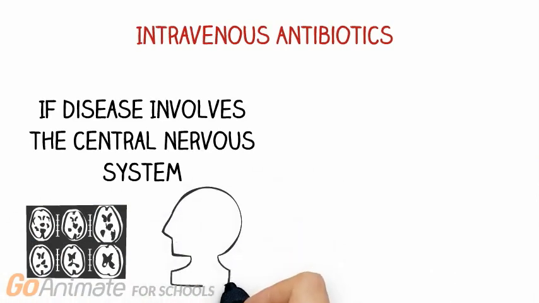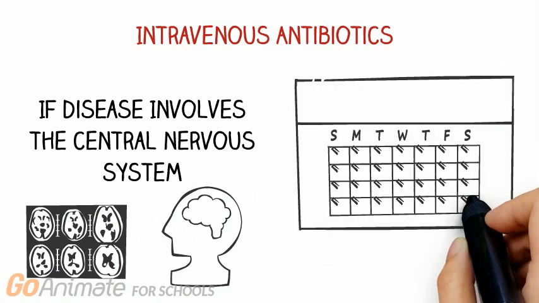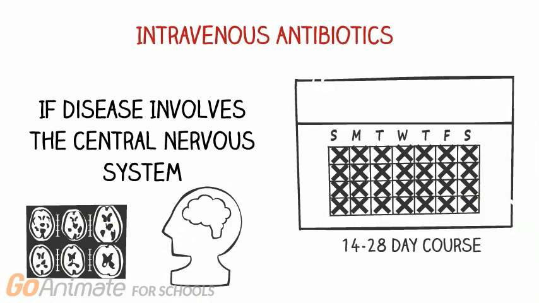Intravenous antibiotics are used if the disease involves the central nervous system. Your doctor may recommend a treatment with an intravenous antibiotic for 14 to 28 days. This is effective in eliminating the infection, although it may take some time for you to recover from your symptoms.